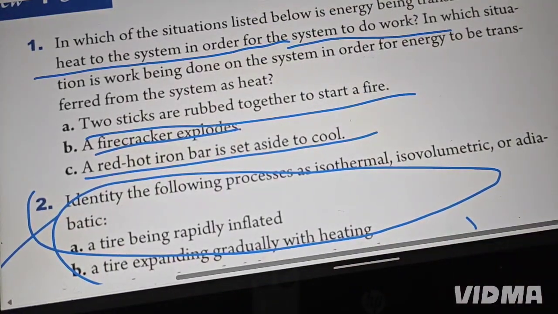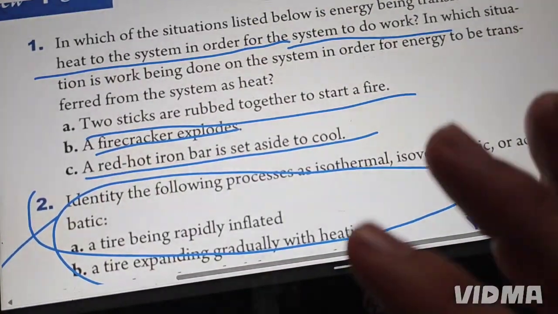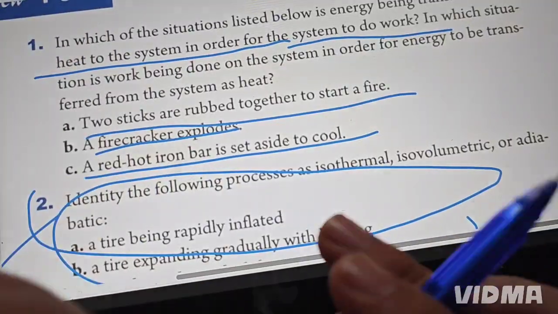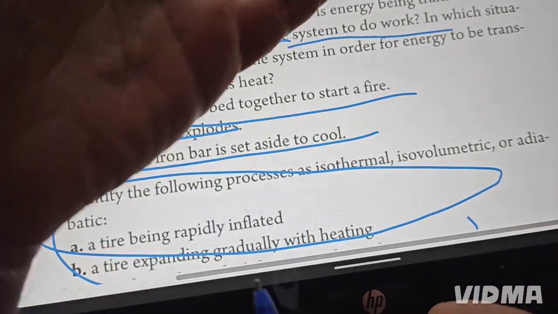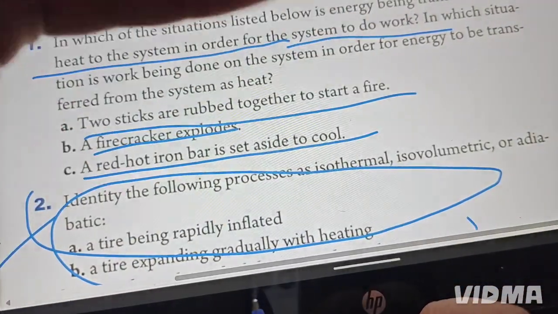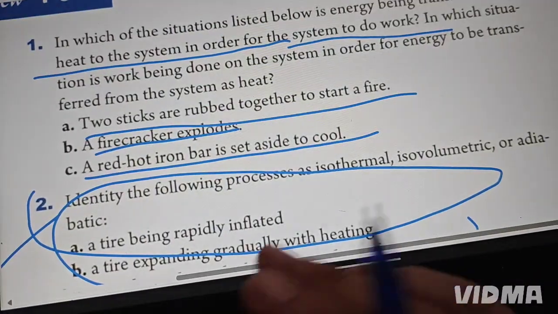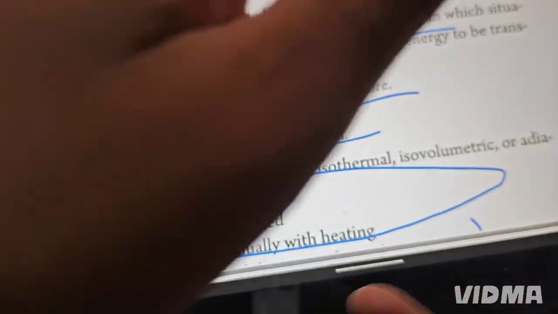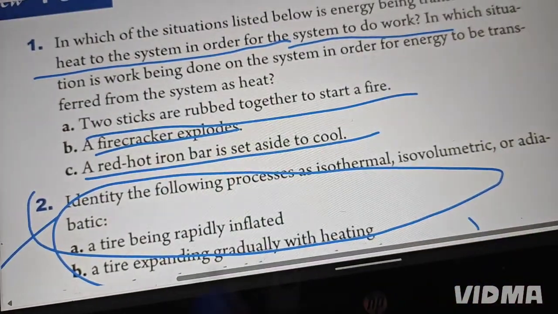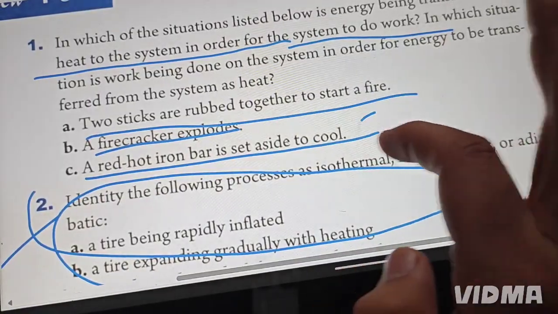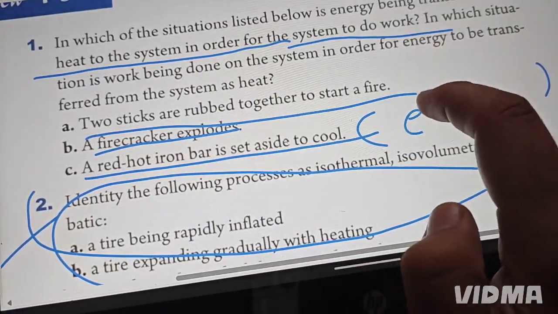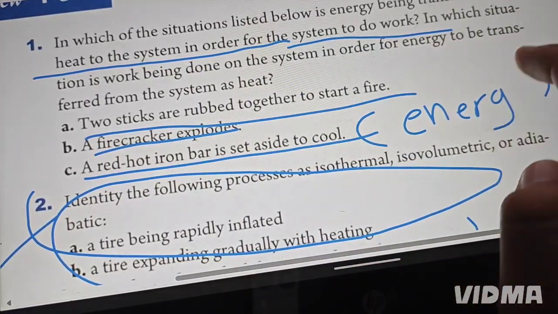So in that case, we haven't done any work actually. We only left the tea on the table, and it is transferring its own energy. It is releasing its energy without doing anything. So we haven't done any work. So in part C, there is only energy transfer.